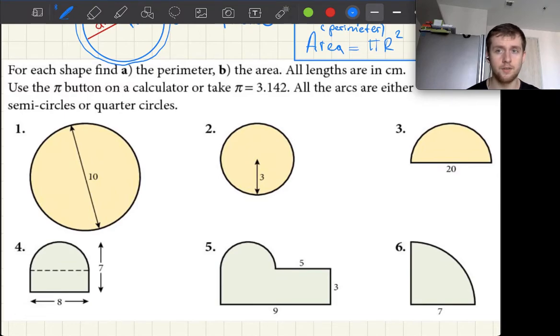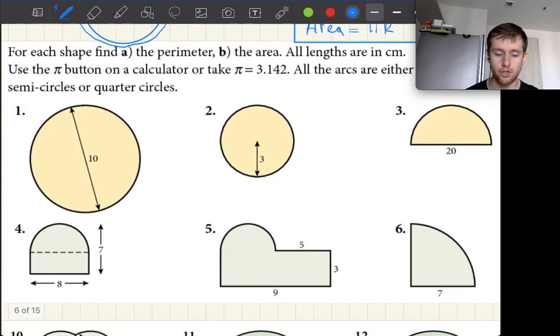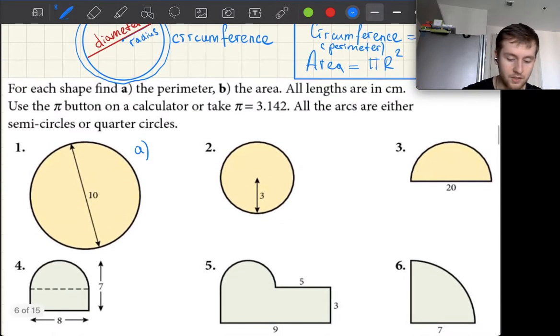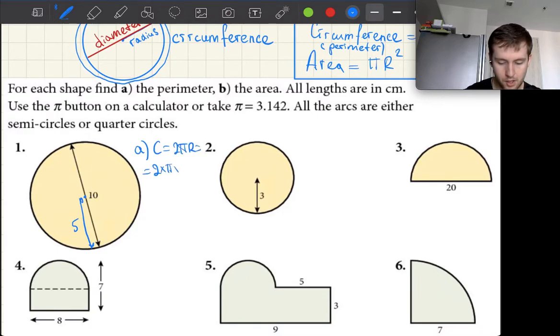Here in this question, for each of the circles we have to find the perimeter and the area. So let's start with number 1. Perimeter, again, remember circumference equals 2 pi r. In this case, this is the diameter, right? So its diameter is 10. Half of it is going to be the radius, so it's 5. So circumference equals 2 pi r equals 2 times pi times 5.